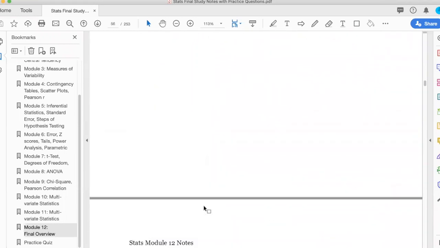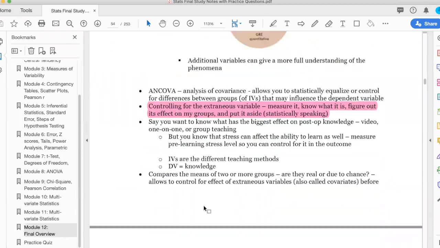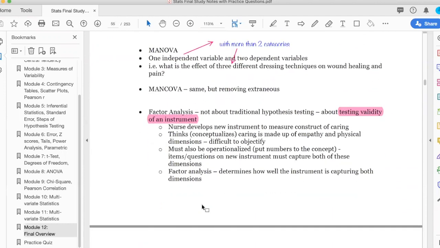I think the really important take home from that is to remember, first of all, do not get mixed up with factor analysis and factorial design, and to know that the factor analysis is all about testing an instrument, not hypothesis testing.